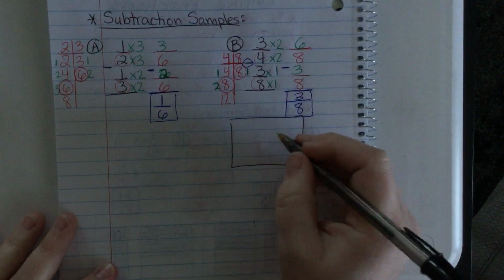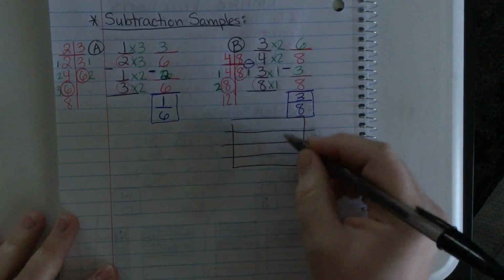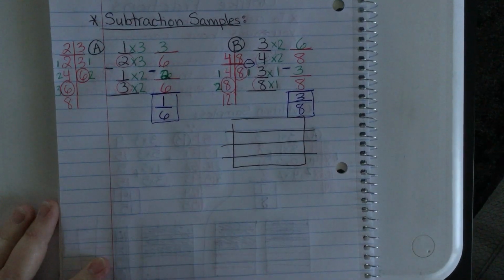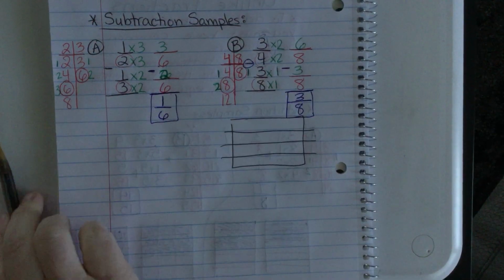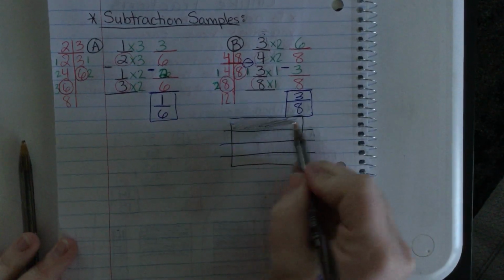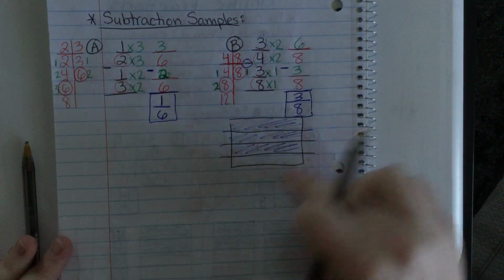So I'm going to take this box and split it into fourths. 1, 2, 3, 4 semi-equal pieces. And how many of those should be colored? Our numerator says 3. 1, 2, 3. So this is representing 3/4.